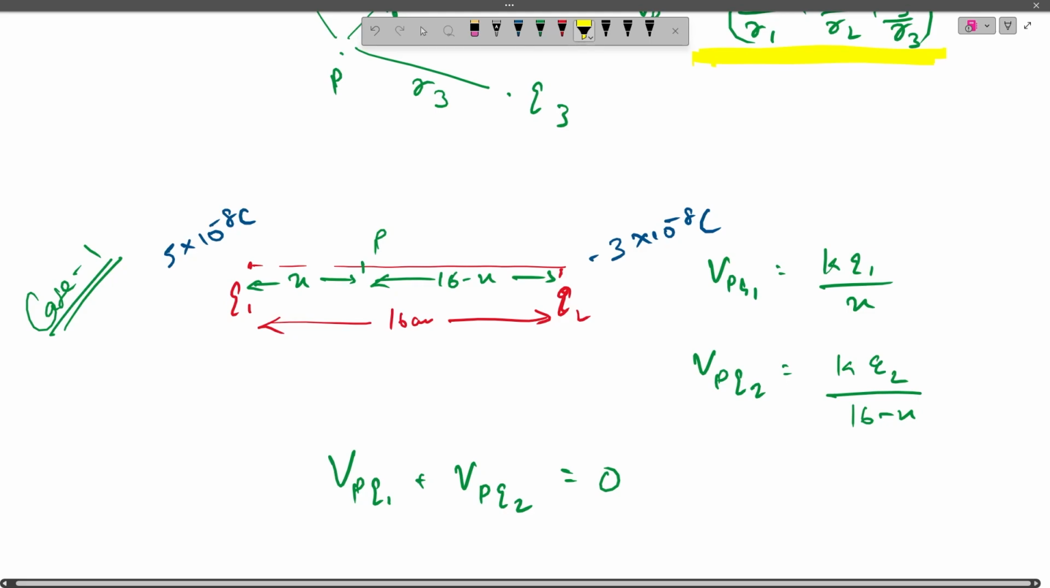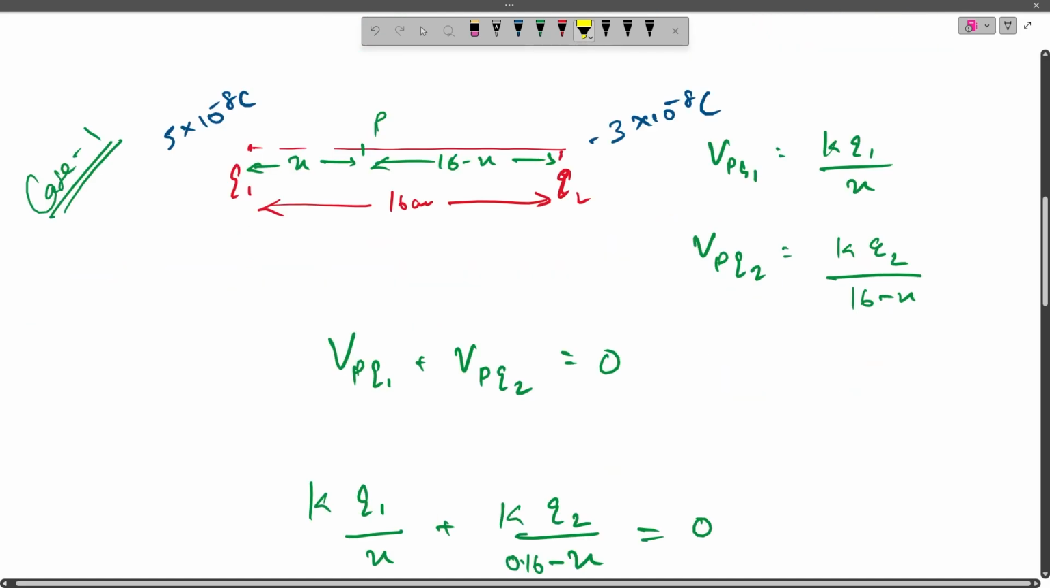So we will find the potential at point P due to Q1 and Q2, sum it, and equate it to 0. Solving this equation, we will find the value of x, which gives the point at which the potential due to Q1 and Q2 is 0. Proceeding with that strategy, the potential due to Q1 is KQ1 divided by x, and the potential due to Q2 is KQ2 by (16 - x), because if this distance is x, and the total distance is 16 centimeter, then the remaining distance is 16 - x, or 0.16 meter minus x.